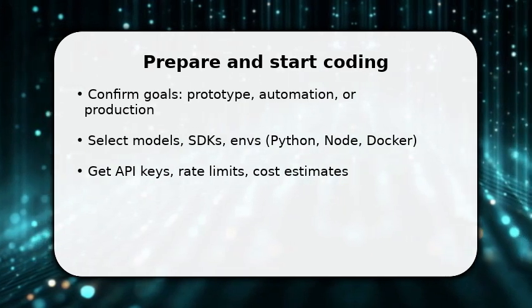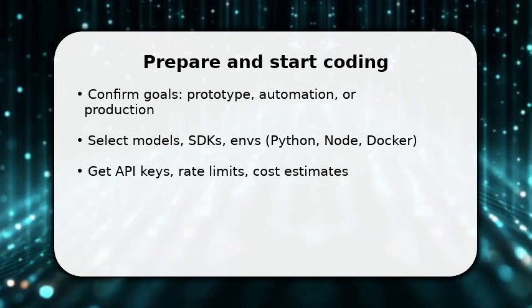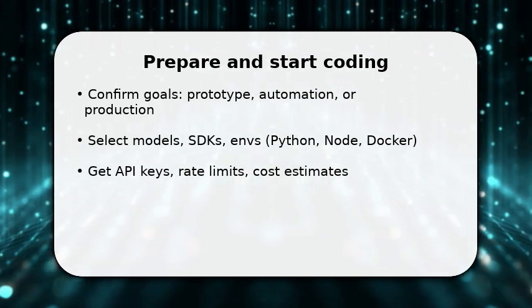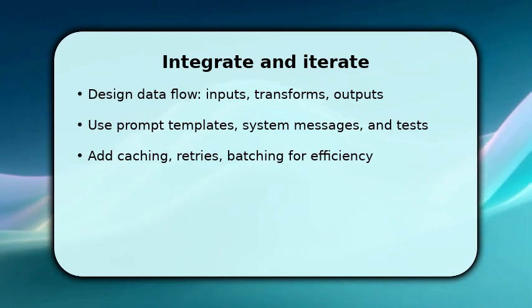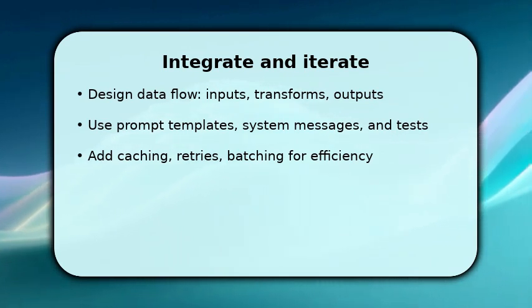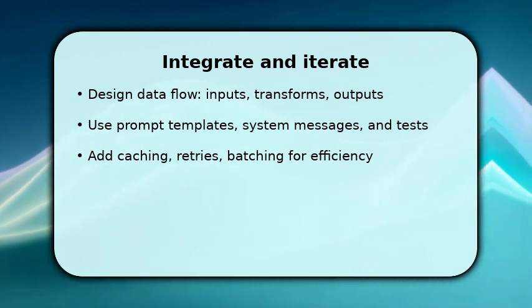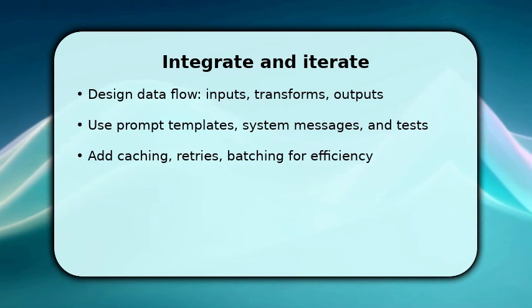This reduces surprises. It also lets you build an initial script that calls a model and returns structured, testable output. Now integrate the model into your code path by defining a clear data flow. Sanitize inputs, apply lightweight transforms, then parse model outputs into typed structures. Use prompt templates and system messages to control behavior and write unit tests for expected responses.